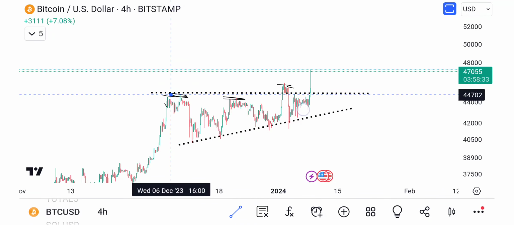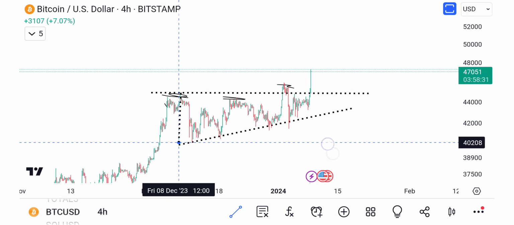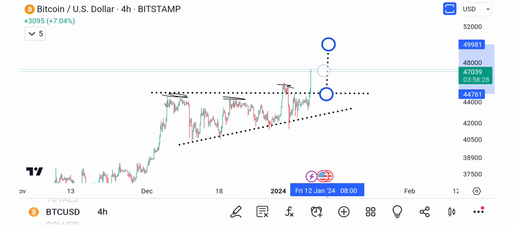So let's see if we can get a target on this guy. If we pull it down here, roughly about right there, pull that right about there.